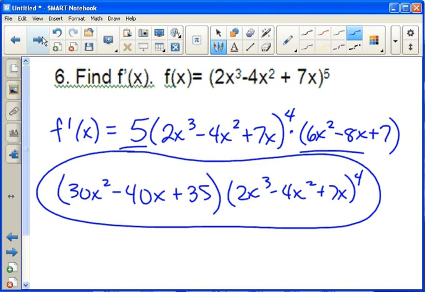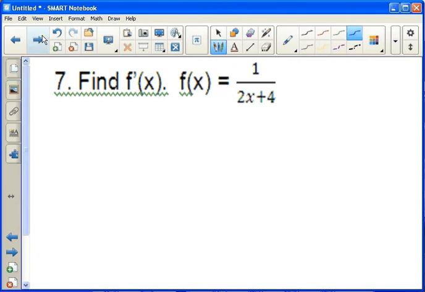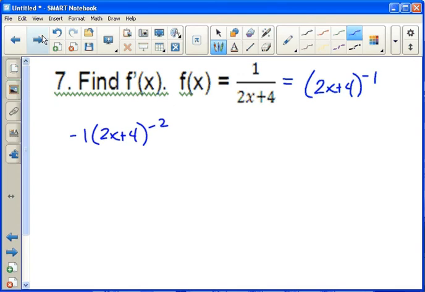7. Find the derivative. The simplest thing to do here is bring out the 2x plus 4 as 2x plus 4 to the negative 1, and then use the chain rule. We multiply by negative 1, subtract 1 from the exponent, then multiply by the derivative of the inside, which would just be 2. Now that answer is fine, but you're more likely to see them go ahead and do negative 1 times 2, which is negative 2, and put that 2x plus 4 back down on the bottom and give it a positive 2 instead of a negative 2 exponent. But either of those are acceptable.